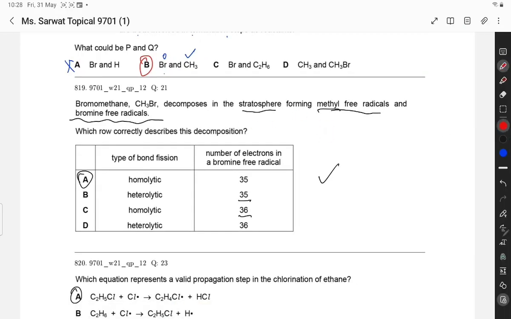free radical. This is CH3Br. Using this is homolytic fission and plus Br free radical.